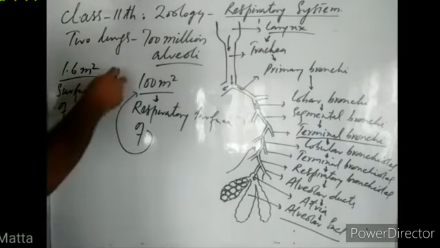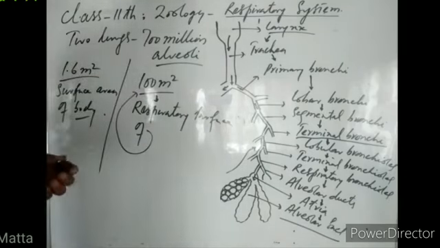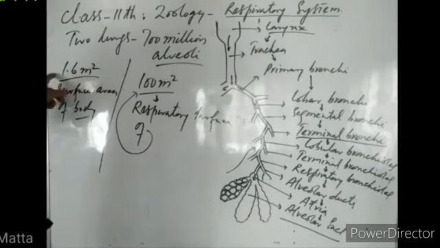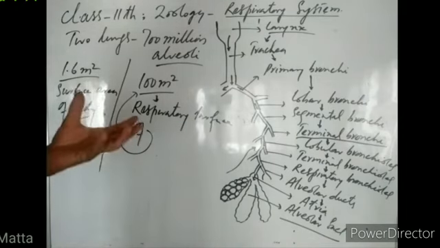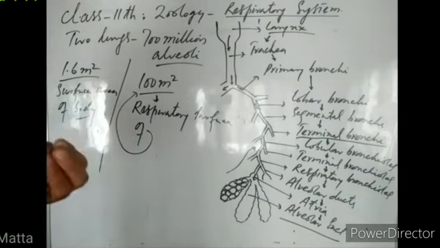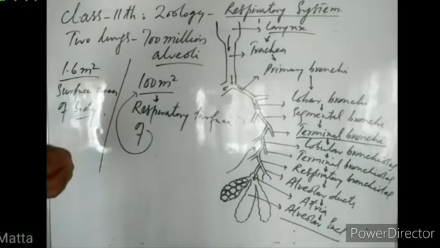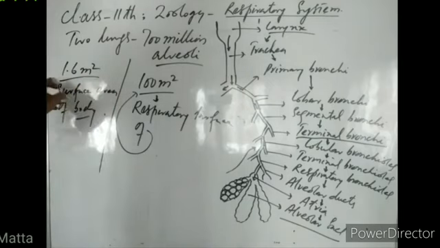If cutaneous respiration had been occurring, then the total surface area available for gas exchange would have been 1.6 square meters only. If a person had been exchanging gases through skin, what would have been his respiratory surface available for gas exchange? Just 1.6 square meters.